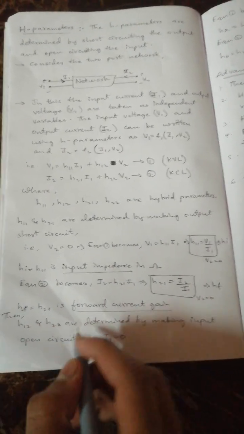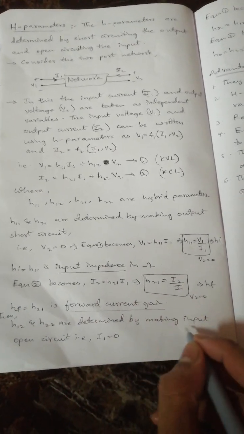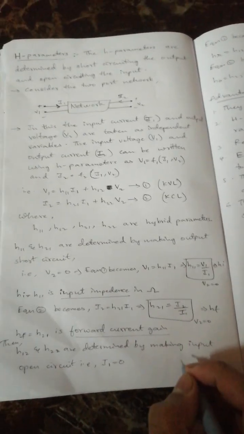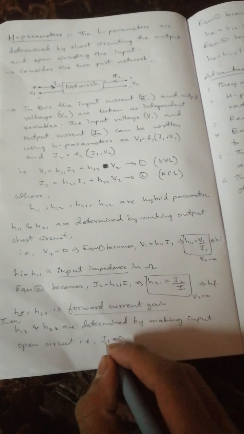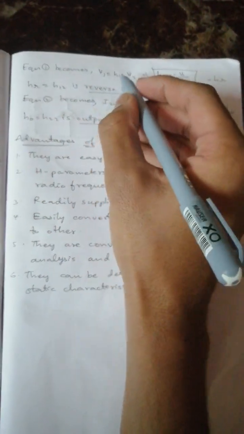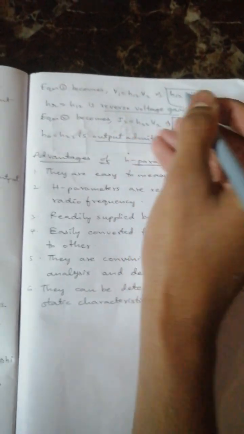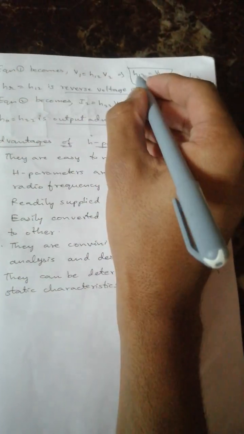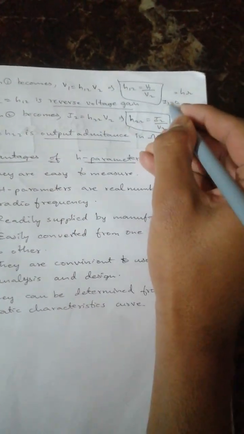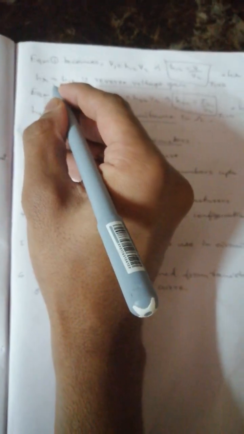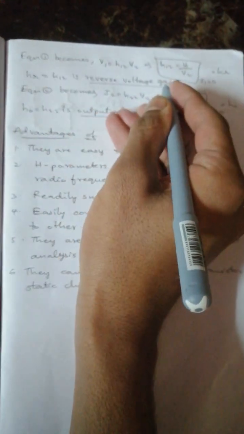Then H12 and H22 are determined by making the input open circuit, that is I1 is equal to 0. Now we should make the input I1 equal to 0. Then equation 1 becomes V1 is equal to H12 V2. Now I1 became 0, so H12 is equal to V1 by V2, where I1 is equal to 0, also known as Hr. Hr is equal to H12, the reverse voltage gain.